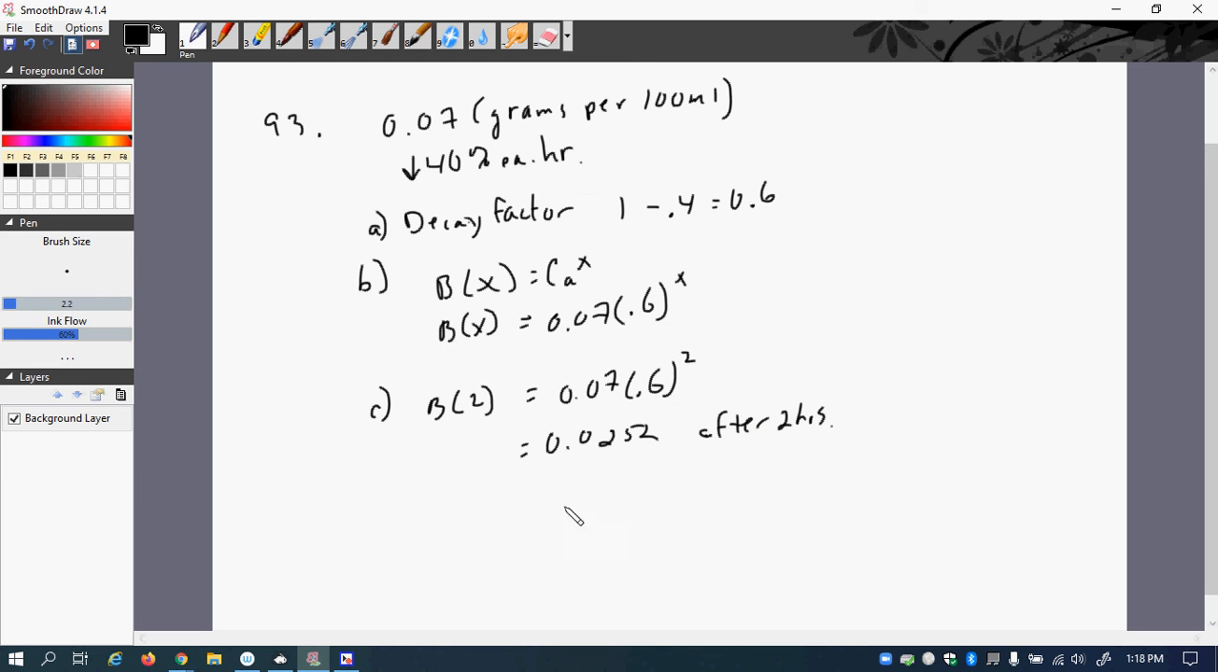So basically it's 0.0252 grams per 100 milliliters after 2 hours. And so these are the kinds of problems that you will be facing. So I just wanted to do another problem for your notes.